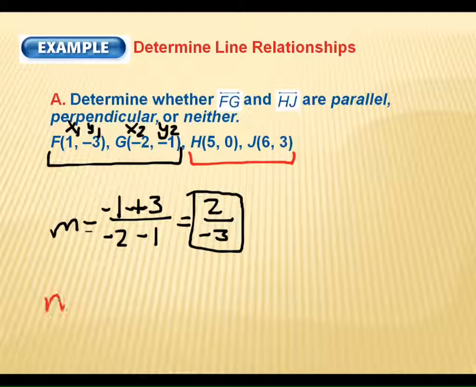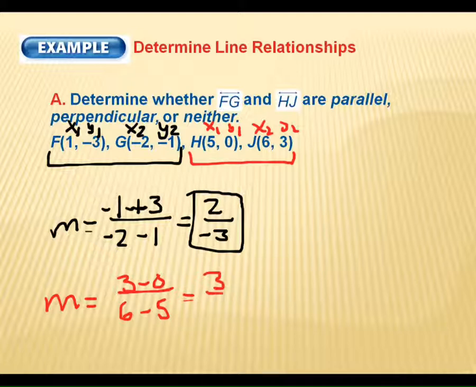I then want to find what is the slope of HJ. Call that my first X, my first Y. The second X, the second Y. And I plug those into my formula. Take the second Y minus the first, divided by the second X minus the first. 3 minus 0 is 3. 6 minus 5 is 1. That is the slope, which simplifies to 3, is the slope of HJ.